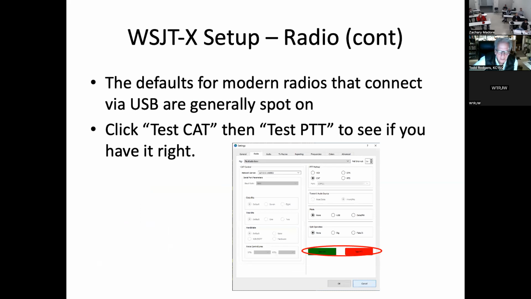Okay, that circle stayed. Usually all those connections are spot on. You will want to test, it says test CAT and test PTT. That's the best way to find out if you've got it right, because if it doesn't test, you're going nowhere. So they did provide in WSJT-X those 2 buttons, which are very handy.